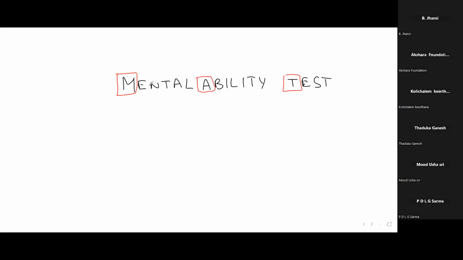Okay. Today we are going to talk about the sequence of numbers.